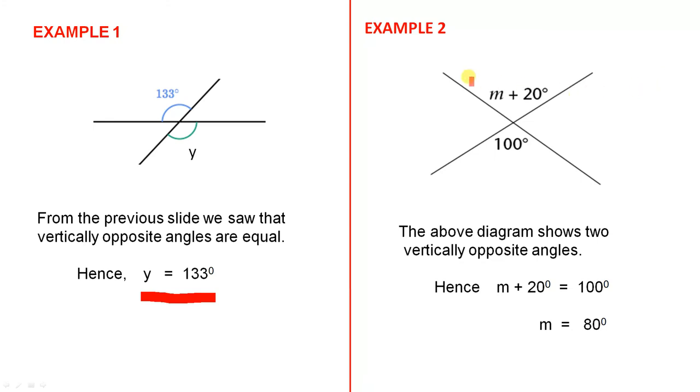Example 2. Here are two intersecting lines. There is one angle, and there is the other. Vertically opposite angles. The above diagram shows two vertically opposite angles. Hence, M plus 20 equals 100. So this angle must equal that one. So we say to ourselves, what do we need to add to 20, which is the M, to give us 100? M must be 80 degrees.